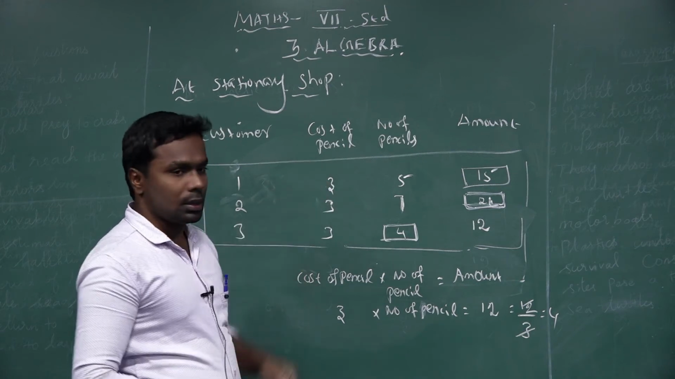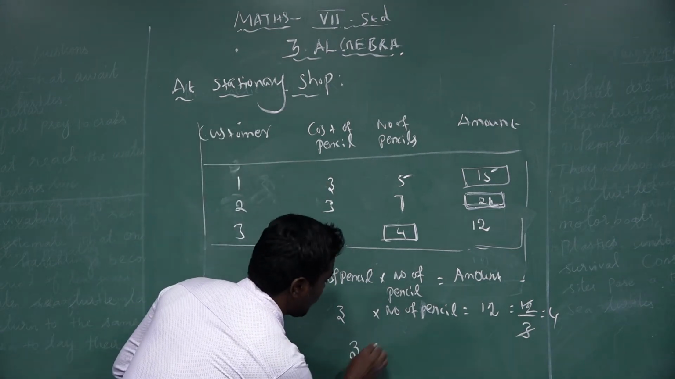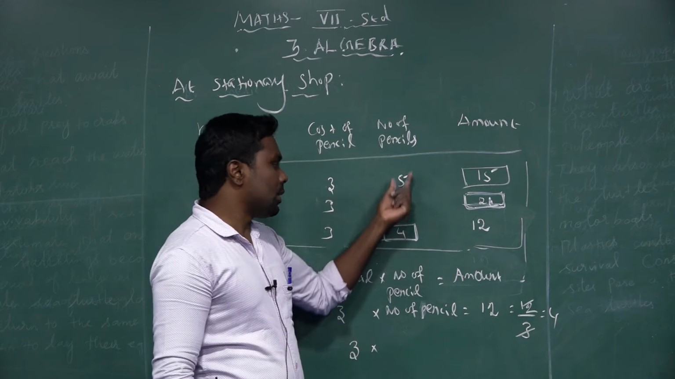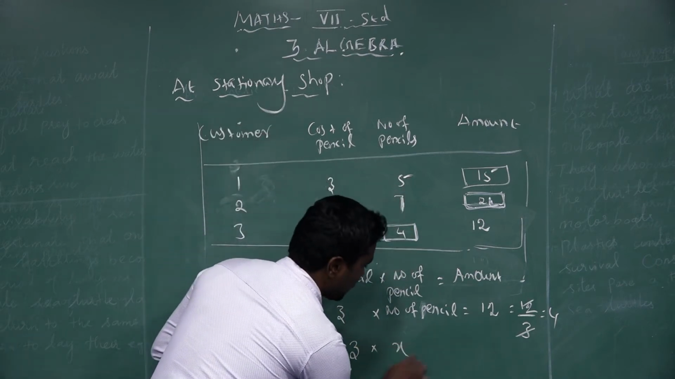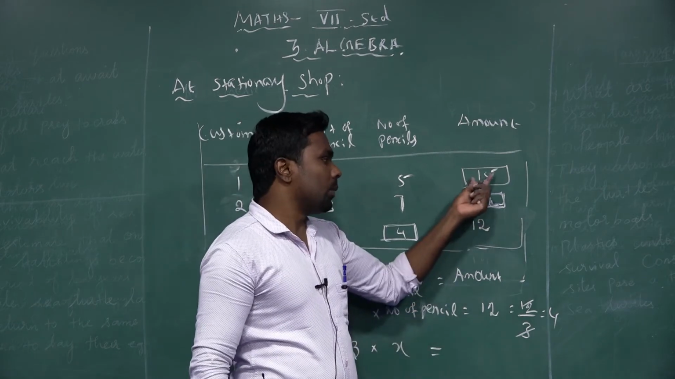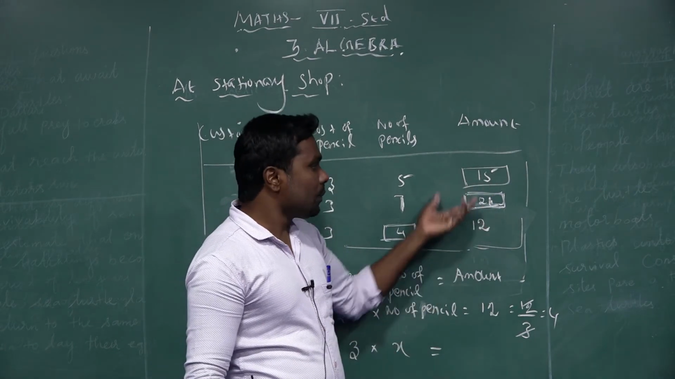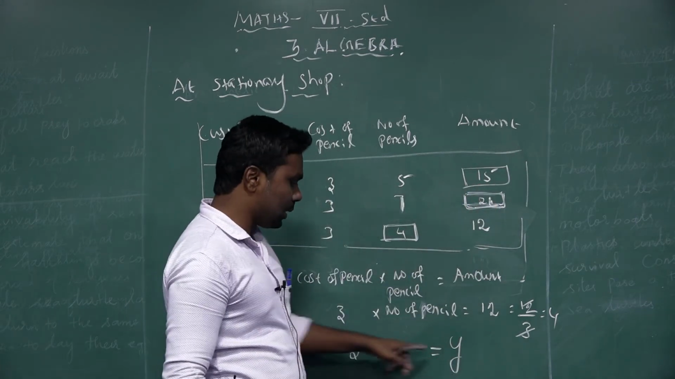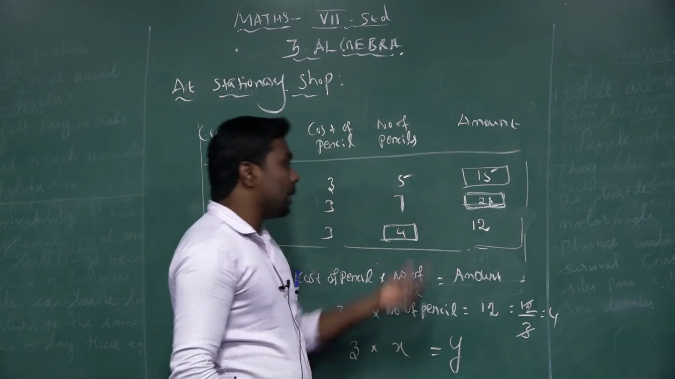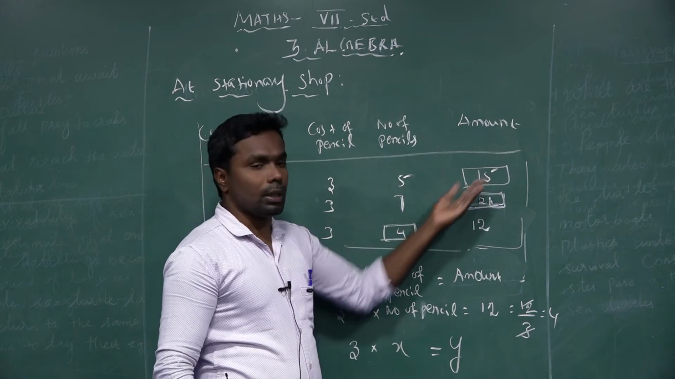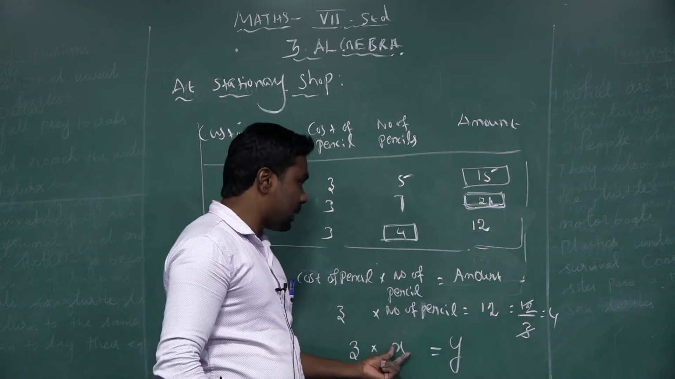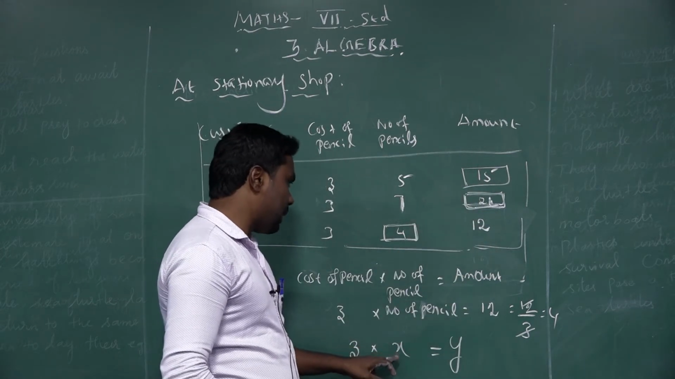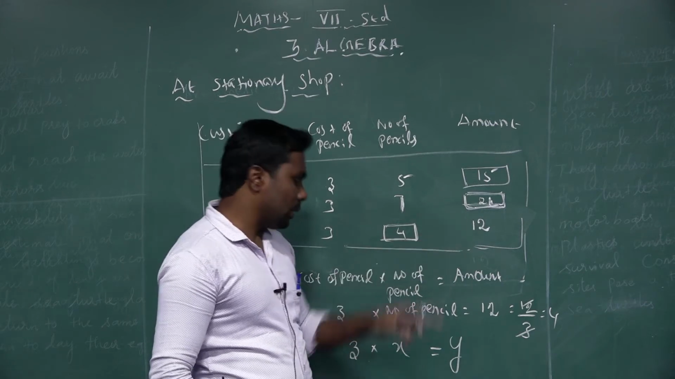Now look at the cost of pencil: 3, 3 and 3. The numbers are the same, so it is a constant. Now look at the number of pencils: 5, 7 and 4. It's all varying, so use the variable x. And look at the amount: 15, 21 and 12. It's also varying, so use y. So 3x equal to y. When x takes the value 5, 3 fives are 15, y becomes 15. When x takes the value 7, 3 sevens are 21, y becomes 21. And when x takes the value 4, 3 fours are 12, so y becomes 12.